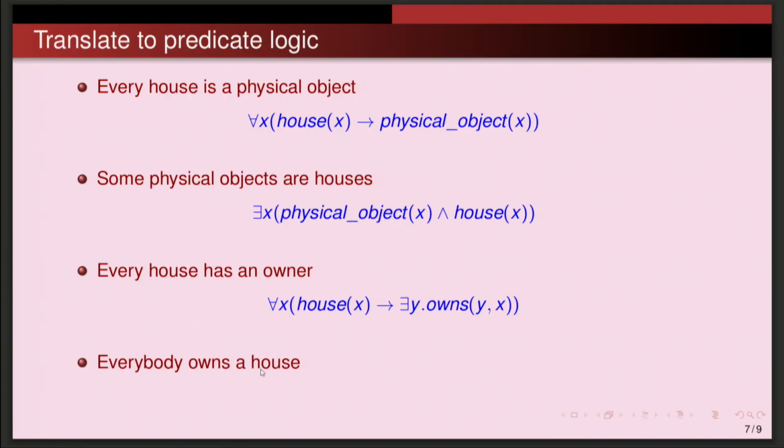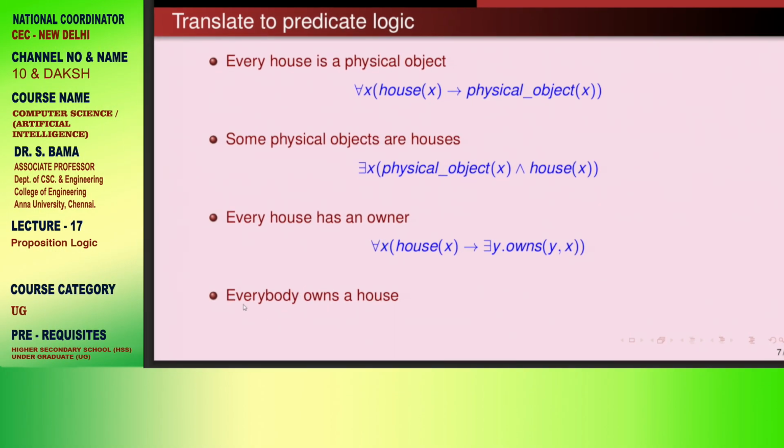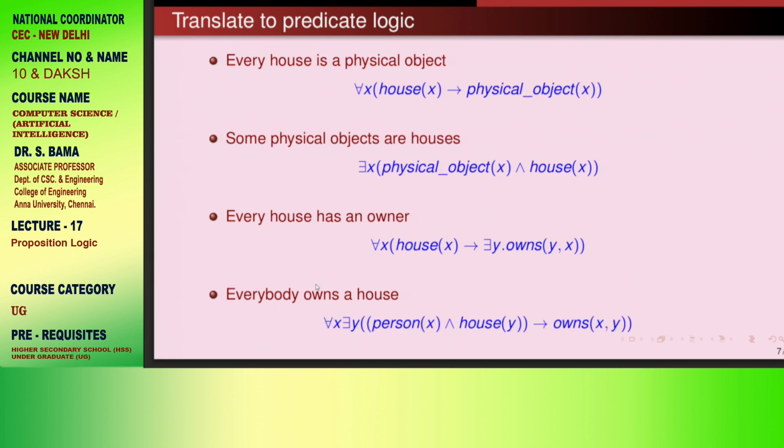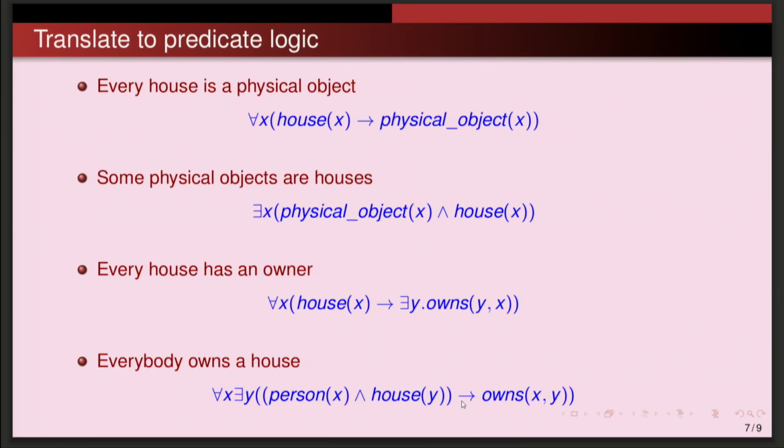Everybody owns a house. The difference between here and here: here, every house has an owner. In this case, the scope of the quantifier is with all persons, everybody. So, here it is slightly different, where you would have for all x, where x is a person, there exists y, where this y is within the scope of x, y is a house, and given these two conditions, x owns y. x is a person who owns, and that person owns y, which is a house, that represents here.